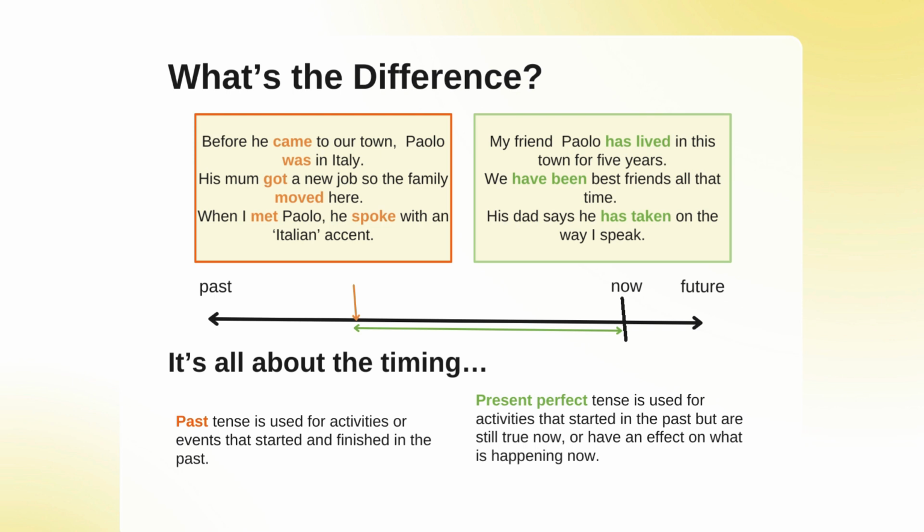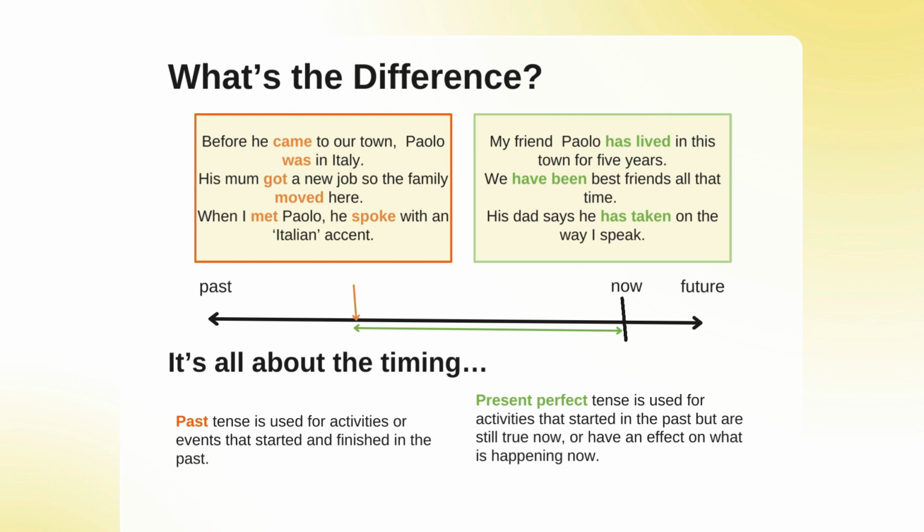My friend Paolo has lived in this town for 5 years. So he started living in this town 5 years ago. And this is still true now. That's why the present perfect has been used in this example.